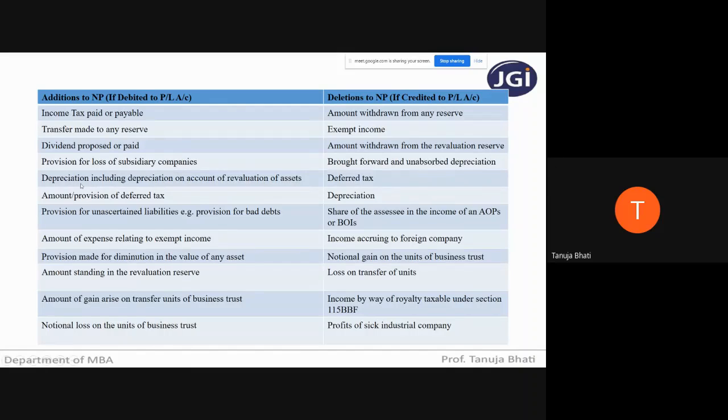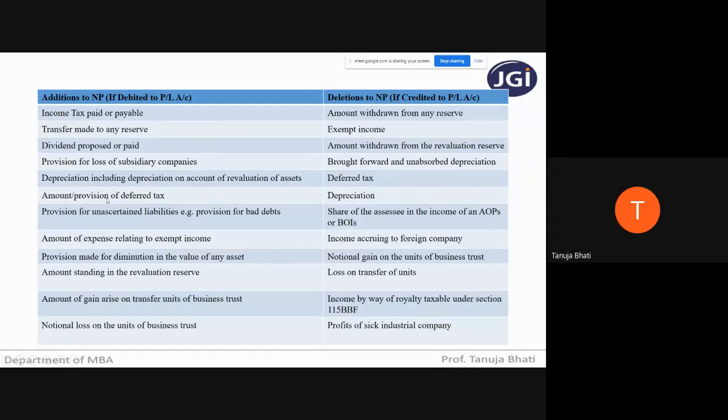Next, depreciation, including depreciation on account of revaluation of assets. So if there is any depreciation, that amount of depreciation has to be added back. And if depreciation includes any depreciation on account of revaluation of assets, that also is supposed to be added back.